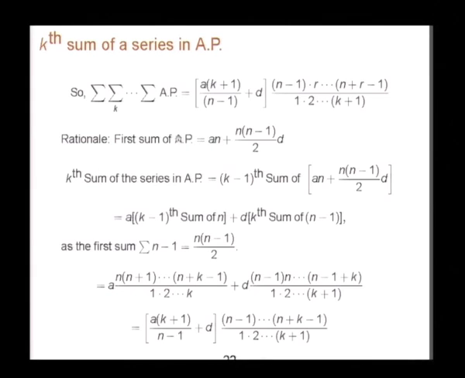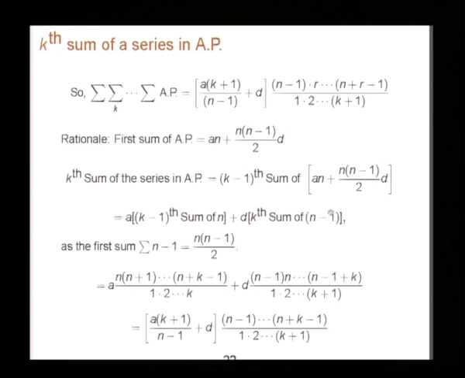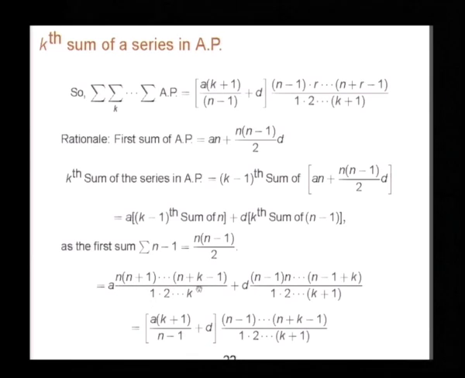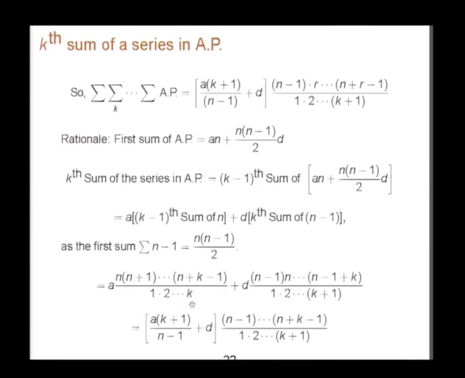So, the kth sum will be the k minus 1 sum of a n plus n into n minus 1 by 2 into d. So, k minus 1 sum of n plus d into, you see, this is actually the first sum of n minus 1. So, k minus 1 is there. So, the kth sum of n minus 1 as the first sum of n minus 1 is n into n minus 1 by 2. So, finally, you get this result, because the k minus 1 sum of n is this, right? n into n plus 1, you should go up to n plus k minus 1, and so k terms are there, and below again k terms 1 into 2 etcetera k, plus d into the k sum of n minus 1, so which is, n minus 1 you should start and n minus 1 plus k, so like this. So, this is the final result.